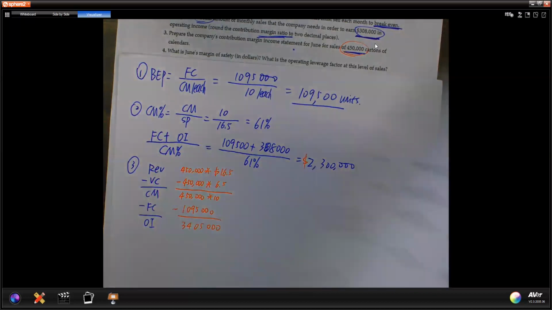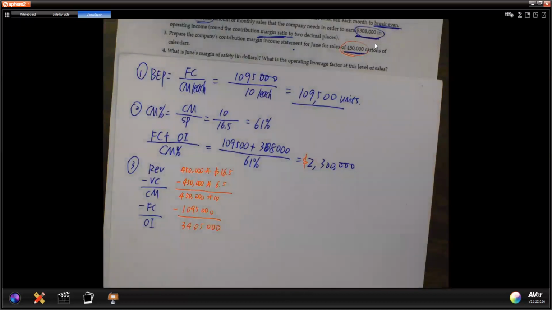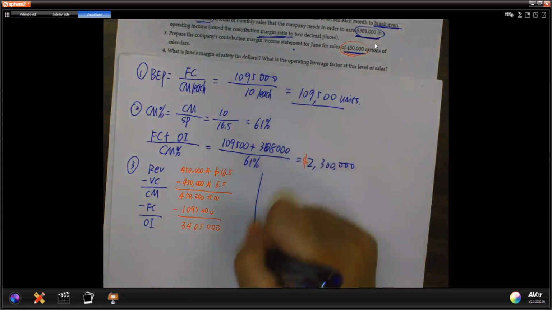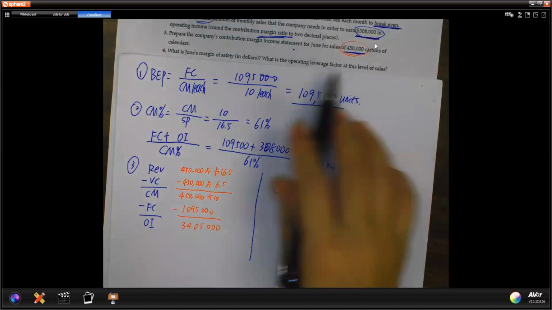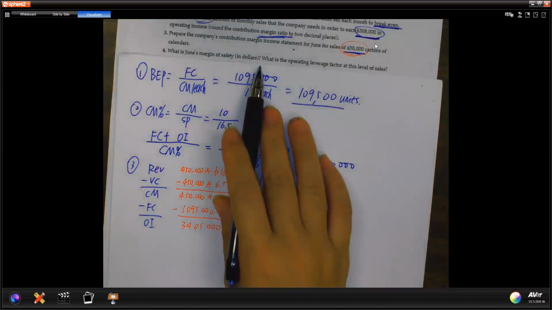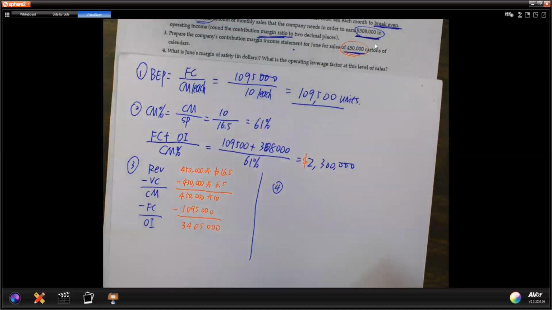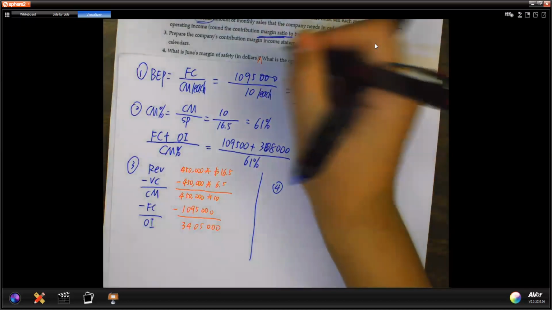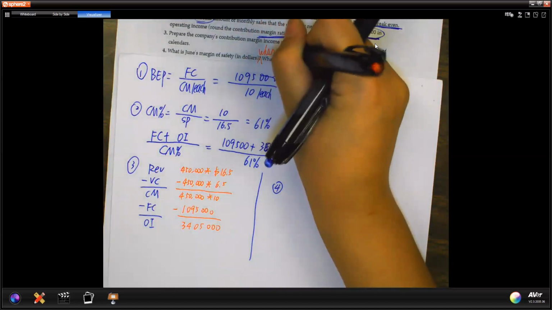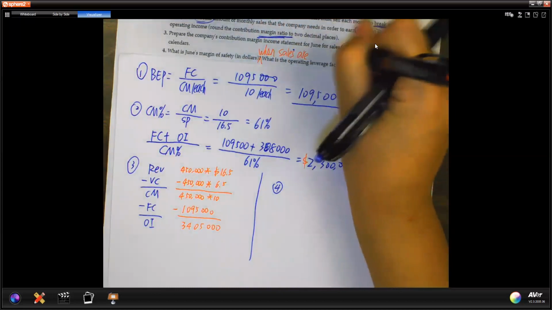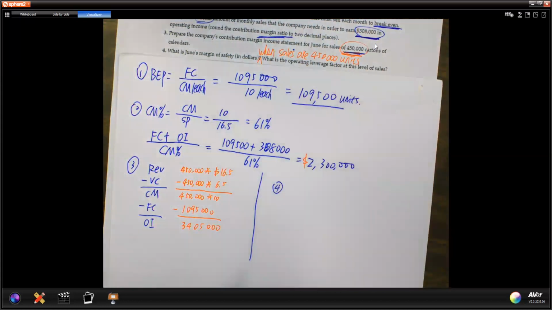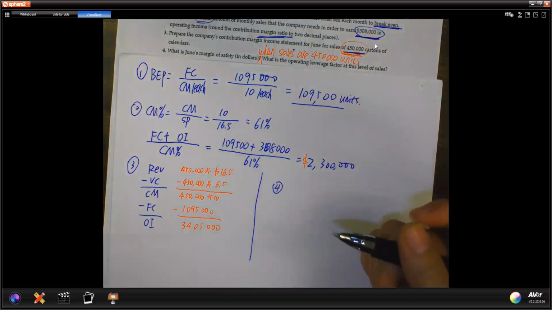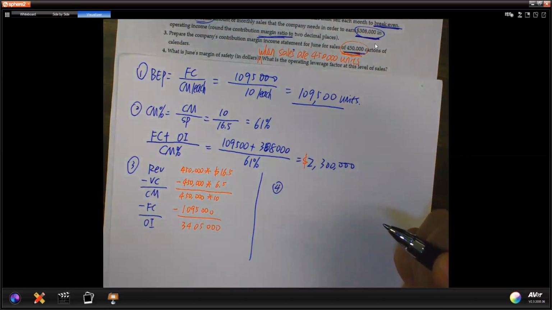As I said, I will post the solution also to Blackboard and also my work. Question 4: what is the margin of safety? This question didn't say it very clearly, but basically, when the sales are based on 450,000 units, we want to see what our margin of safety is.